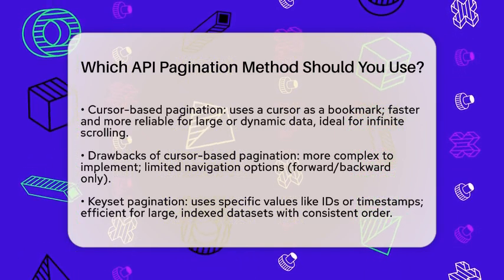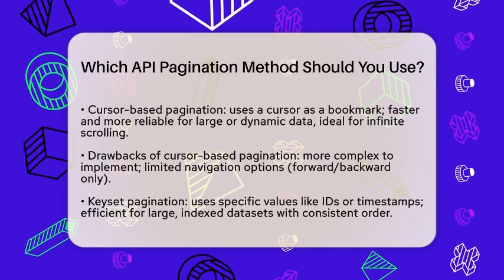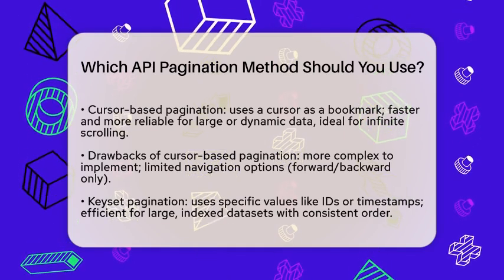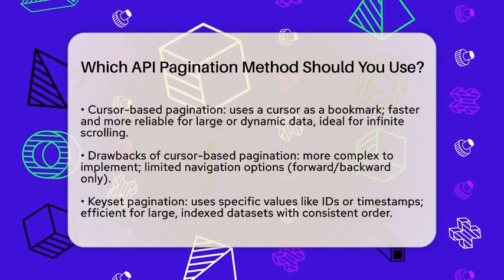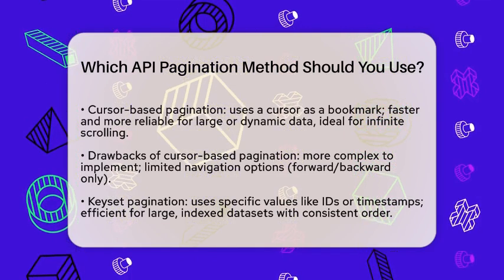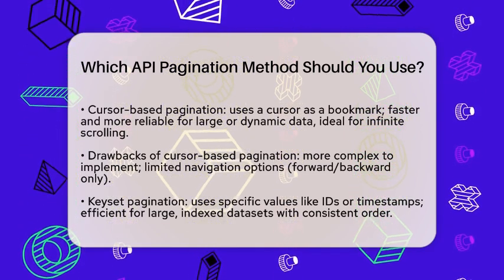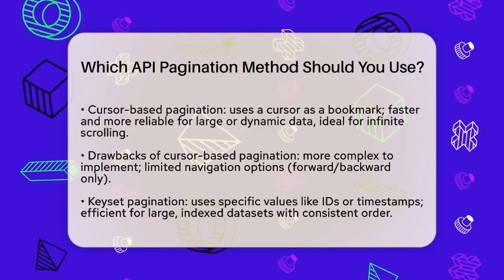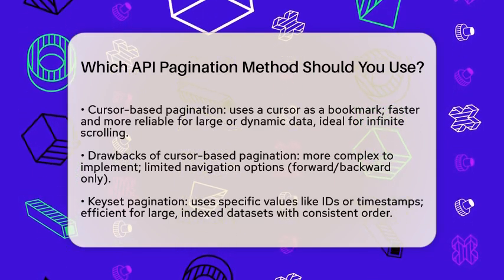Then we have cursor-based pagination. This method uses a cursor, which is like a bookmark pointing to a specific record. When you fetch data, the API gives you a cursor for the next set. This approach is faster and more reliable for large or changing datasets. It avoids duplicates and missing data because it always fetches relative to the last record retrieved. It's perfect for infinite scrolling or live feeds.